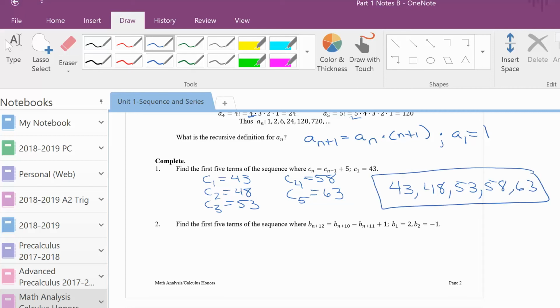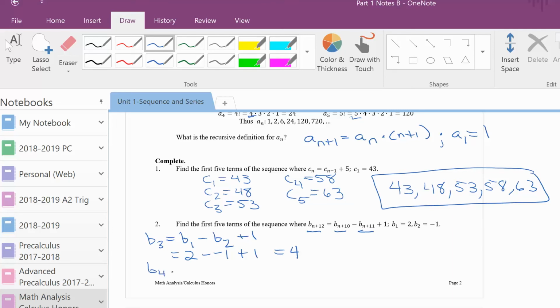For the next one, notice even though it's n plus 12, n plus 10, n plus 11, think about what it's saying. To find the next term, you take the one that was 2 before it, subtract the previous one from it, and then add 1. So if you're finding the third term, you take the first term minus the second plus 1. Since b sub 1 is 2 and the second term is negative 1, you take 2 minus negative 1 plus 1. So the third term is 4.